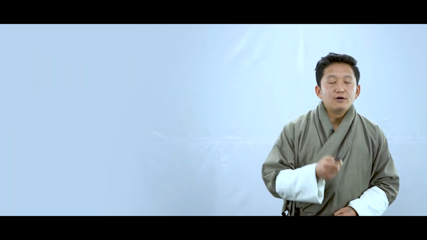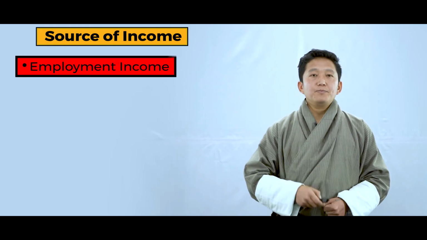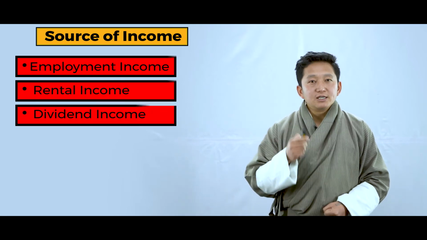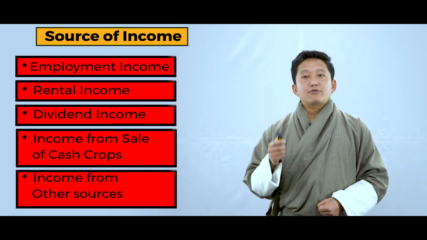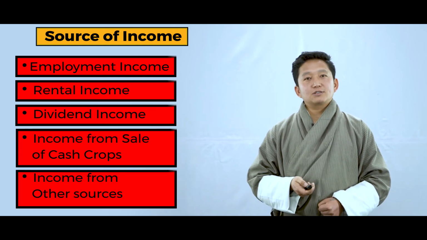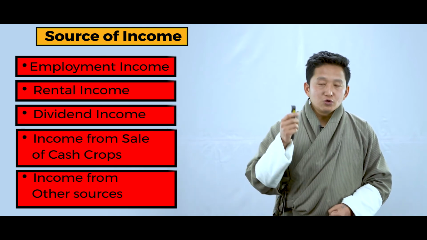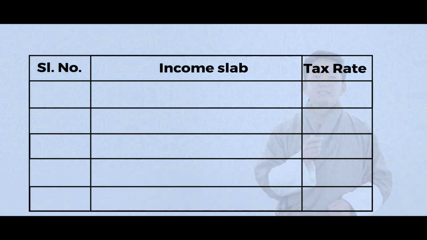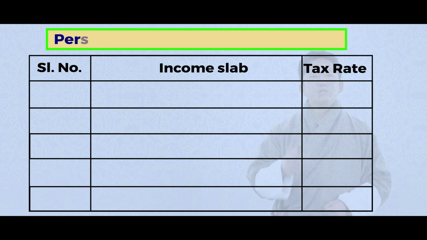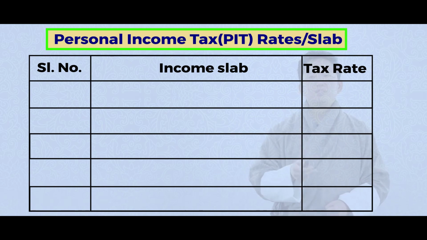What are the sources of income then? Sources of income are employment income, rental income, dividend income, income from sale of cash crops, and income from other sources. There are many sources of getting an income. On those incomes, we are liable for some tax. So for this tax, we have a rate, and that tax we file in the form of personal income tax. This rate is derived from the Department of Revenue and Customs, Ministry of Finance.